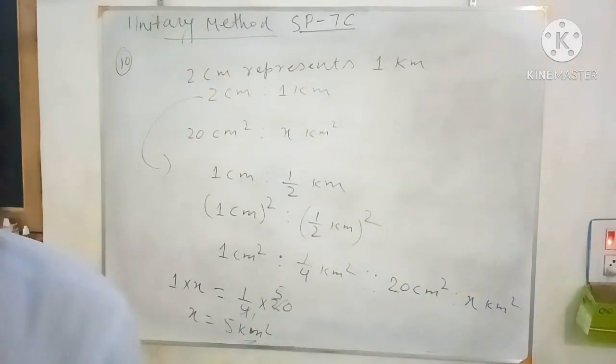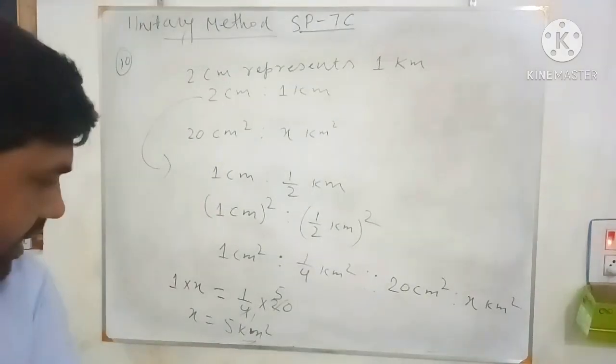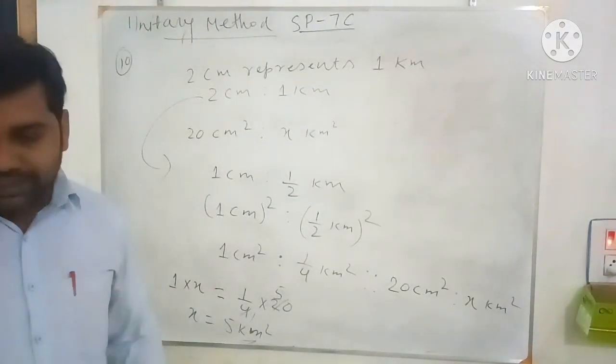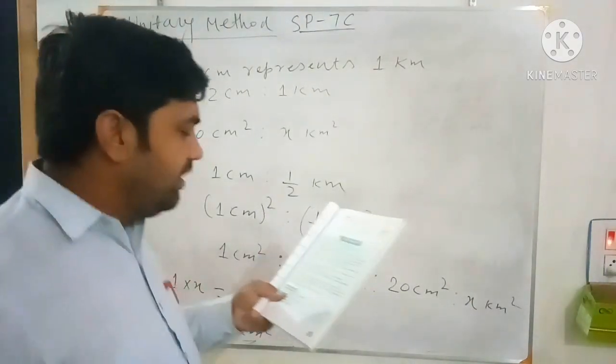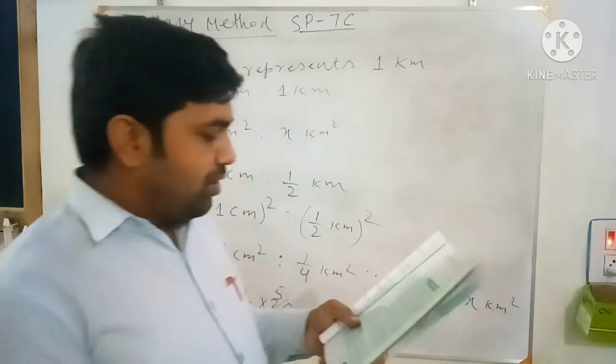Here we got it. Okay. Now question number 10, 7C. Let me check the answer. 7C, question number 10, 5 square kilometer. Yes, correct. 5 square kilometer. So like this we solve. Now we move to the next question, question number 11, that I am leaving as homework for you. You can do it. Question number 12.